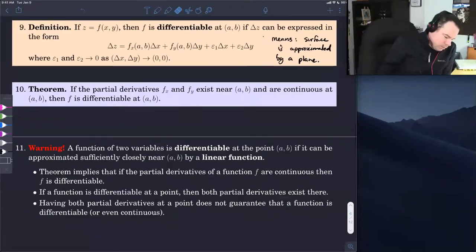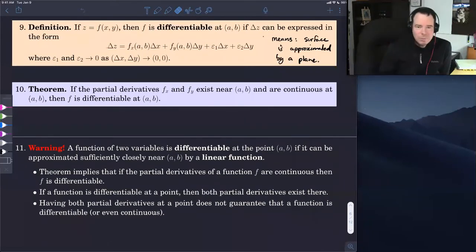So this tells us that differentiability of a multivariable function really just means that the function can be approximated very closely by a plane at a given point. So is it differentiable at (a, b)? Well, does it look like a plane if you zoom in close enough? And if it does, then it's differentiable. So that's what this definition is trying to capture.